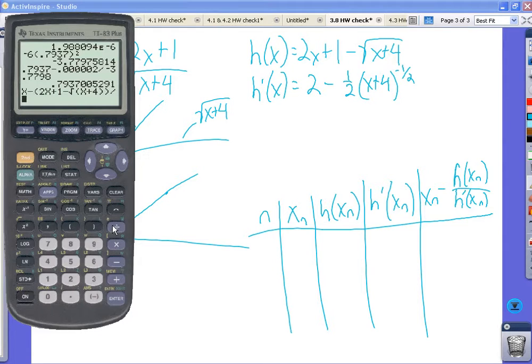Over h prime. H prime is that guy there. That's going to be the denominator. 2 minus 0.5 times, because it's a negative 1/2, x plus 4 to the negative 0.5. Oh, come on. Negative 0.5.